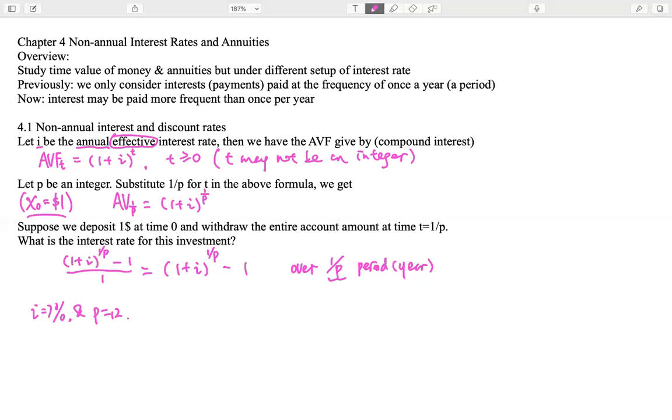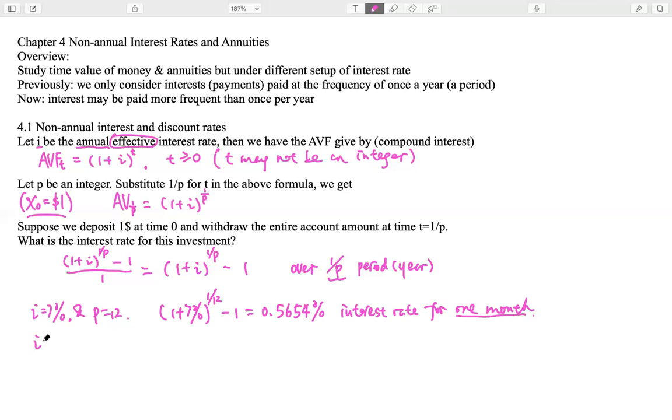Okay, so let's do the computation. 1 plus 7% raised to the power of 1 over 12, minus 1. Okay, we can quickly do the computation. It's 0.005654. So over 1 month, this is your interest rate. So this is the interest rate for 1 month.